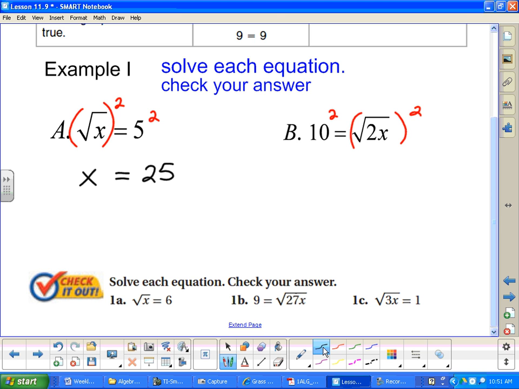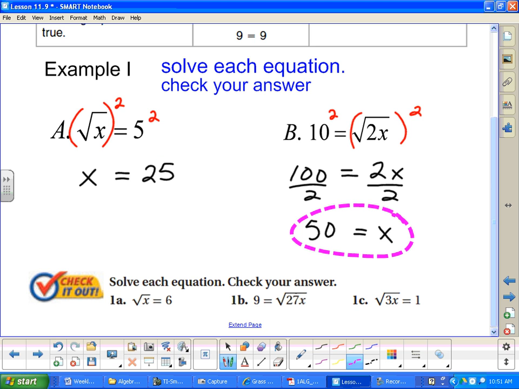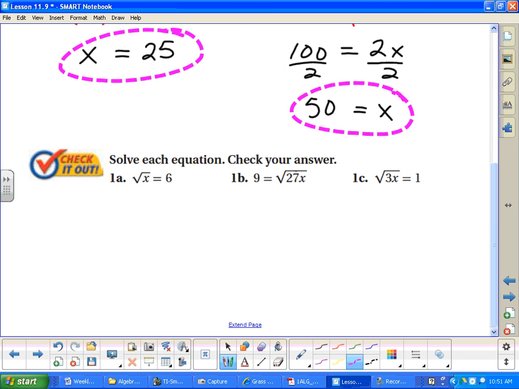So 10 squared is 100, and that equals 2x. That's good. And then I have to do what? Okay, divide by 2. So x equals 50. All right, piece of cake, right? Okay. All right, so do letter B down here.